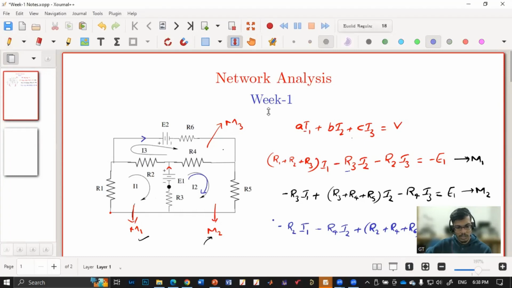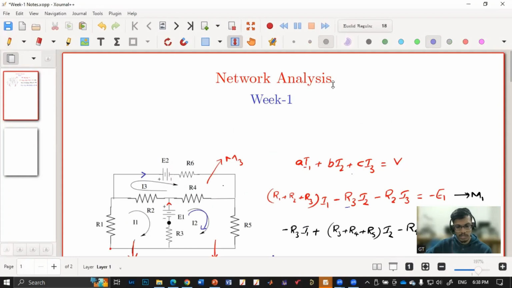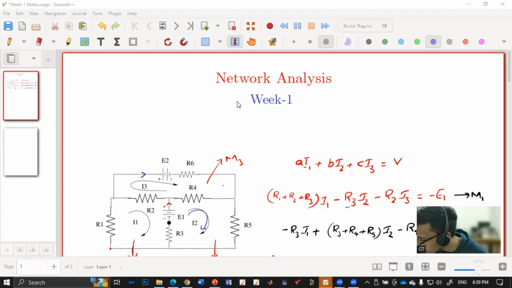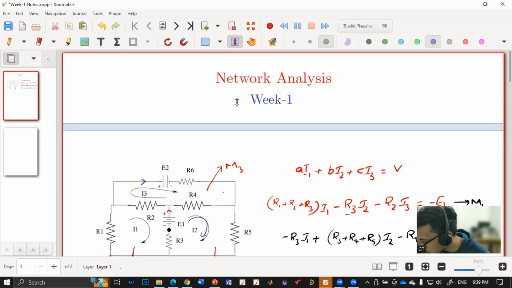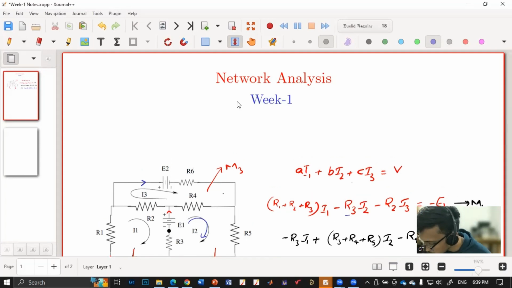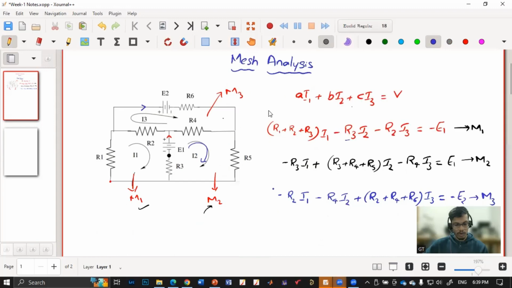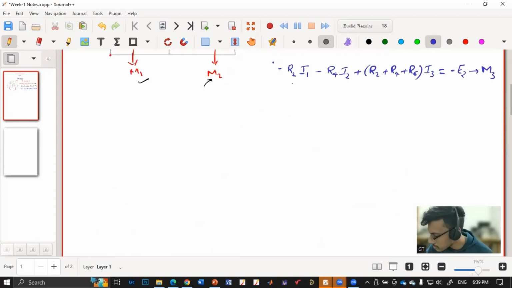Okay, so this is the mesh analysis. So let me just put a heading. Okay. Now we'll go into nodal analysis.